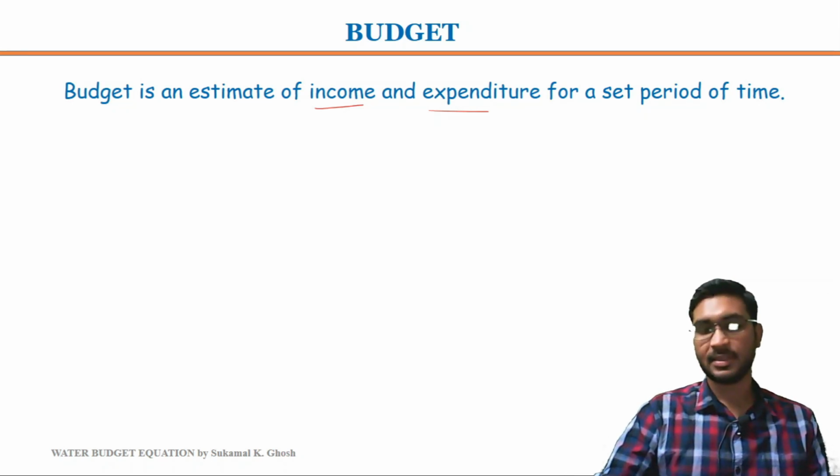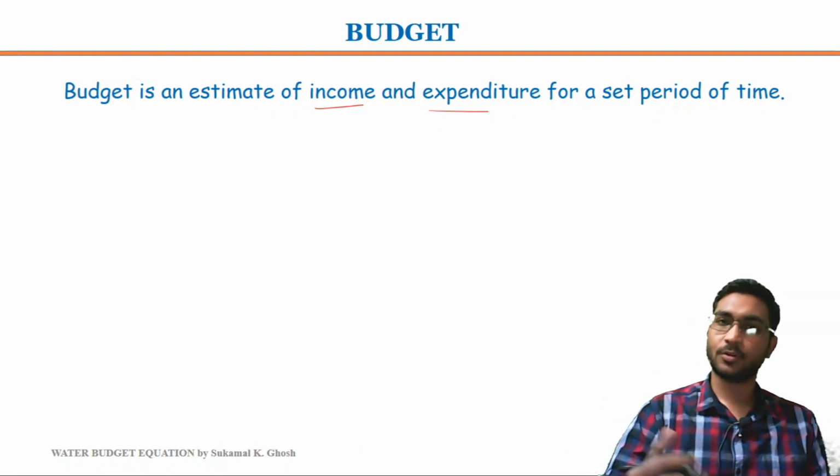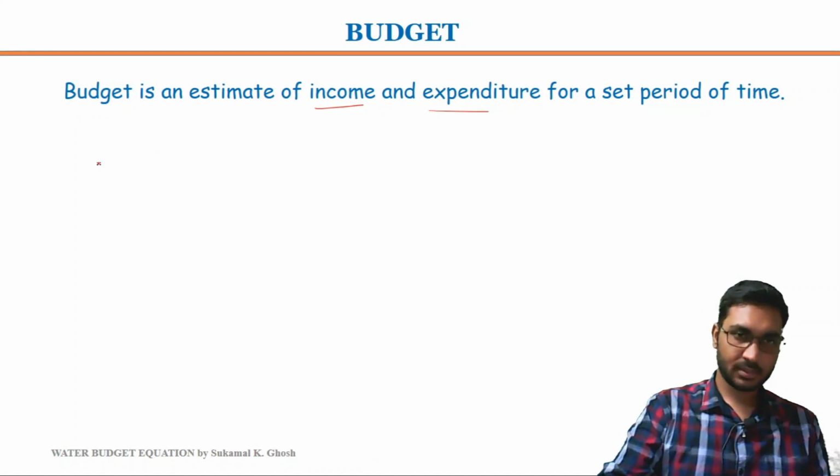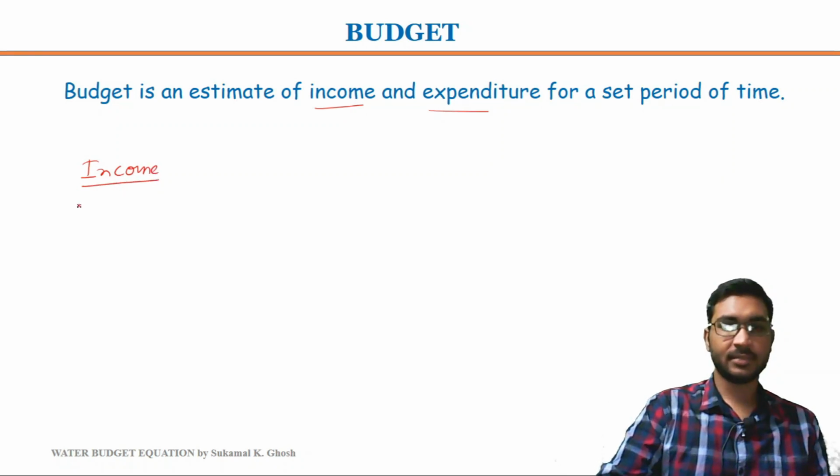For example, suppose you want to calculate the monthly budget of your home. First you need to calculate your income and then your expenditures. Suppose your income is your salary and your parent's salary, which is a total of maybe 75,000.